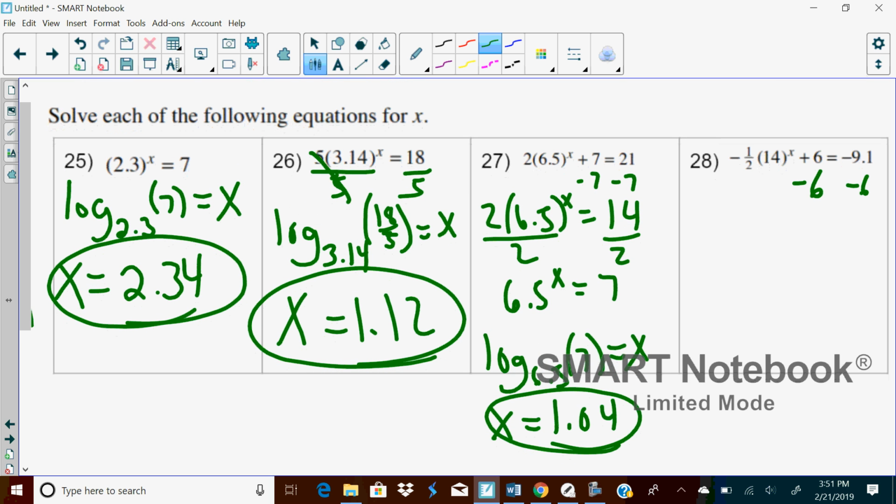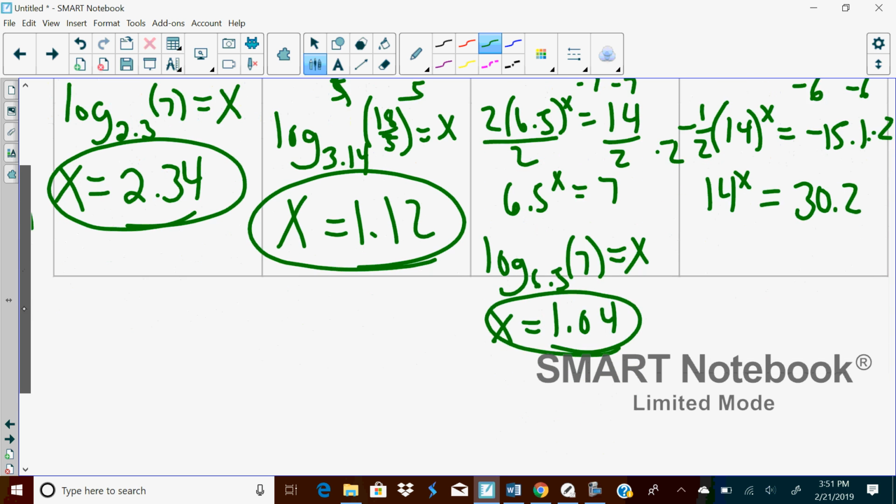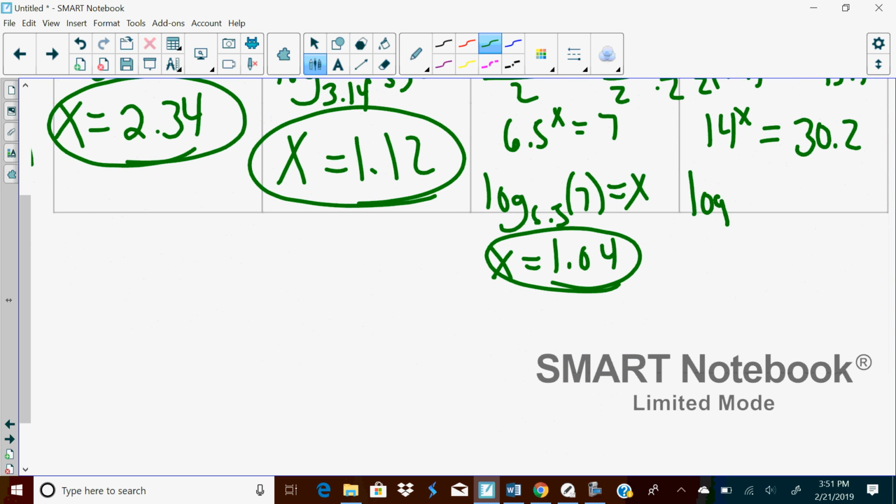For this one, I'm going to subtract 6 from both sides first. So we get negative 1/2 times 14 to the x equals negative 15.1. Multiply by negative 2, so I'm going to get 14 to the x equals 30.2. So it's the log base 14 of 30.2 equals x. So x equals 1.29.